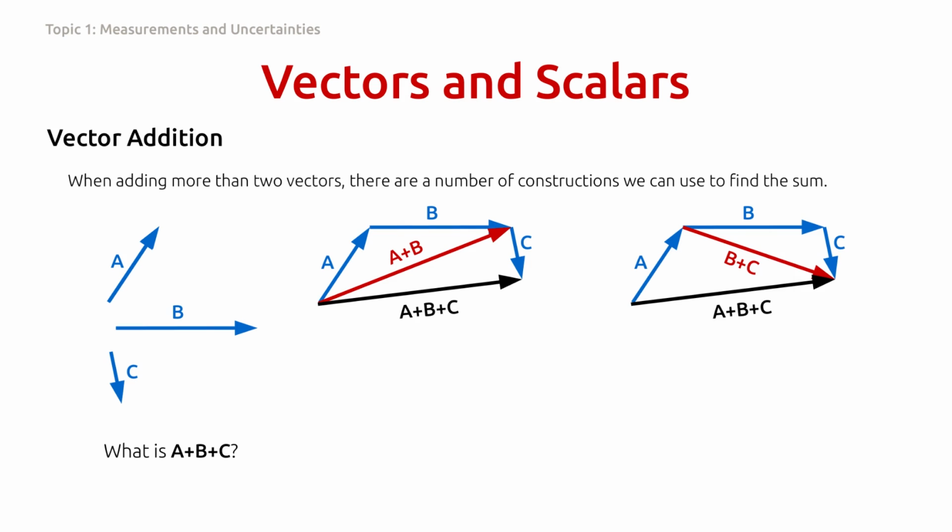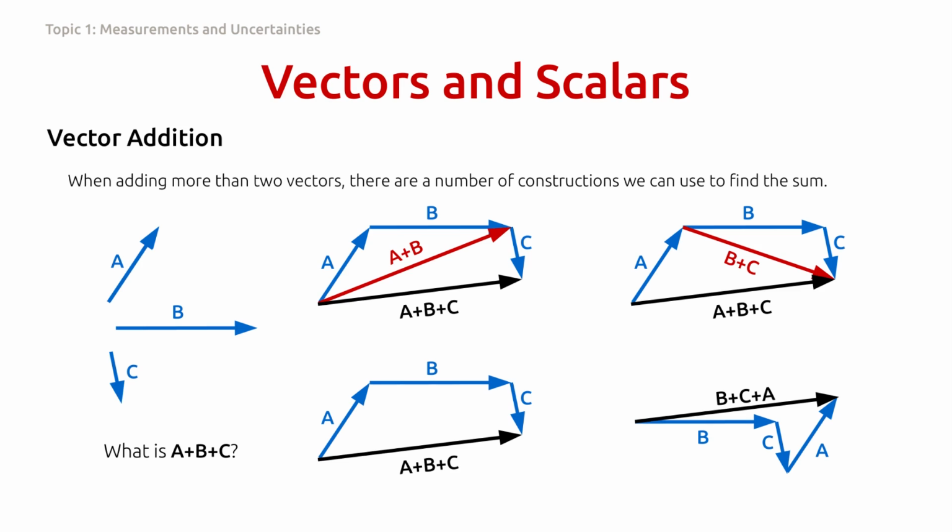Or we could add vector b and vector c first to get this red vector. We then add vector a and this red vector to obtain the resultant vector a plus b plus c. This shows how a vector sum doesn't care about the order of its terms. Or we could add vectors a, b, c directly in succession to get the resultant vector a plus b plus c. Or we could add vectors a, b, and c in any order and still get the same vector.